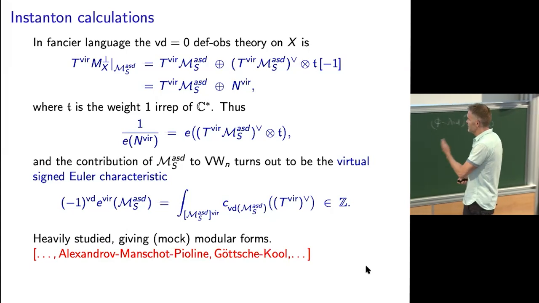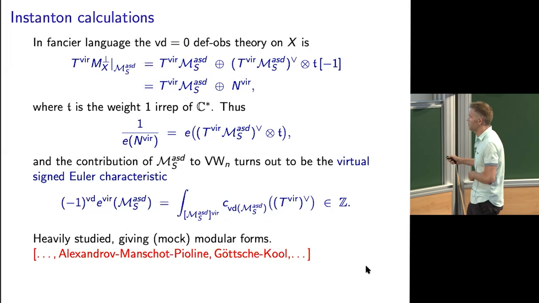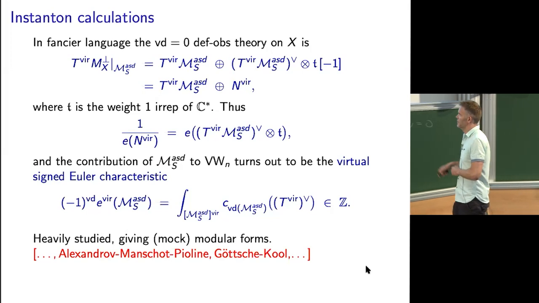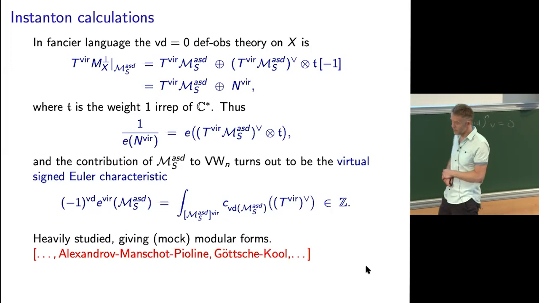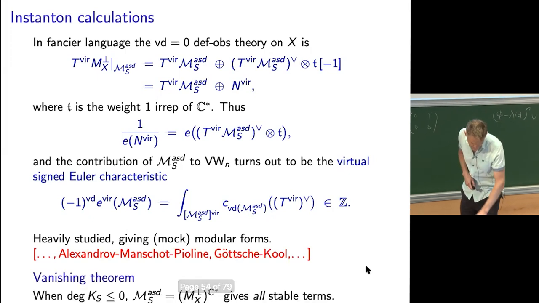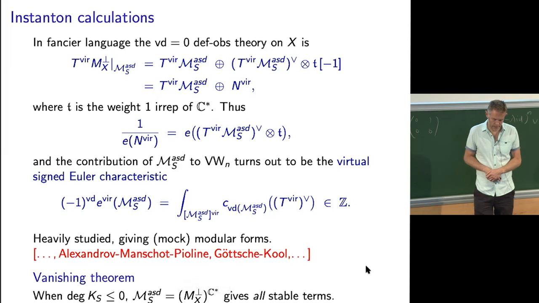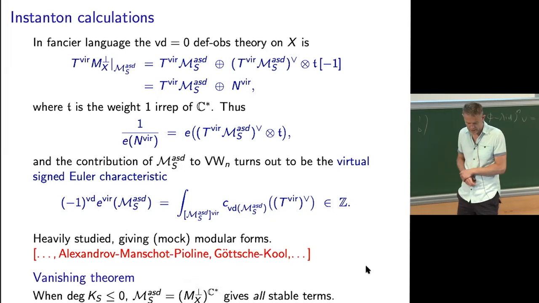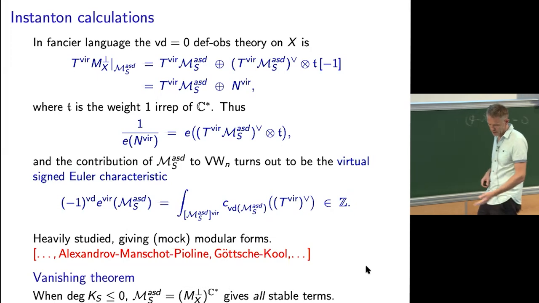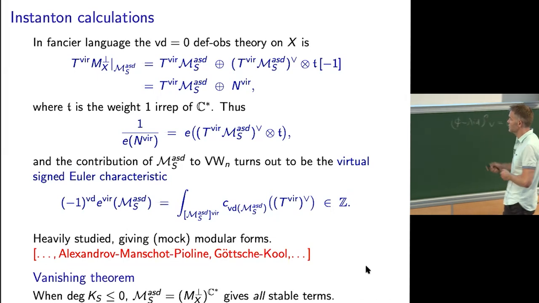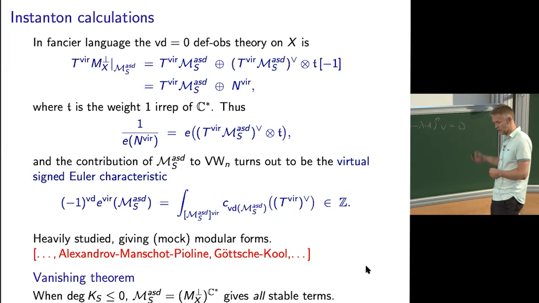And this has been heavily studied over 25 years. And the state of the art in recent years is Goetscher and Kuhl, which you heard about yesterday, and physicists, in particular Pierlin and Mancho and other people. And there's this vanishing theorem that when the degree of the canonical bundle is negative, that's everything. So that kind of justifies studying this locus intensively. But I'm interested in the case where this vanishing theorem doesn't hold and where you get monopole contributions.